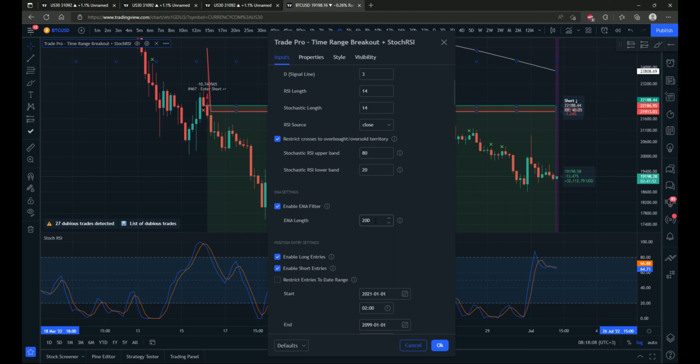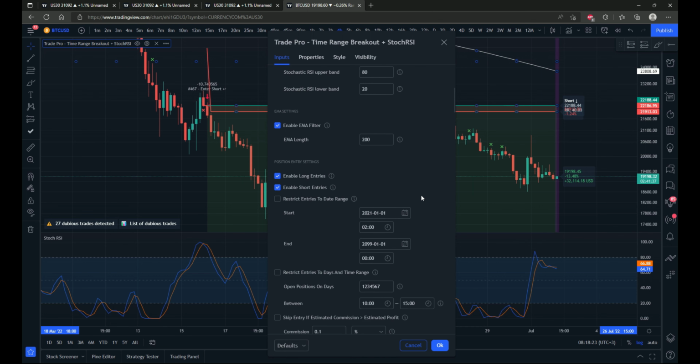If price is over, then the strategy is only going to be looking to take a long. You can turn it off, or you can choose what you want that exponential moving average length to be. I have it set at 200 as a good basic standard setting.